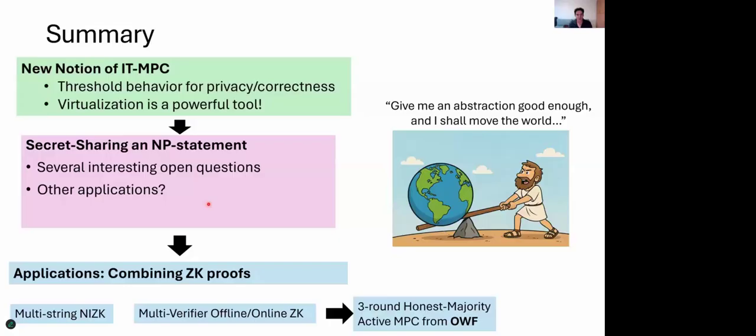And maybe there's a general lesson here about the importance of abstractions and how crucial it is for us as a community to come up with the right notions. So thank you.